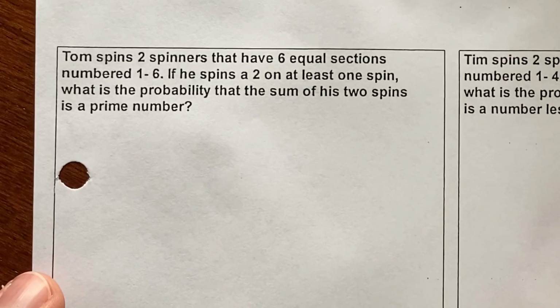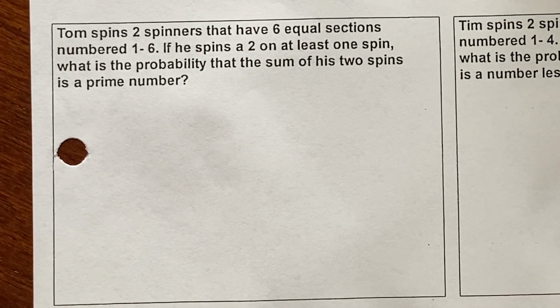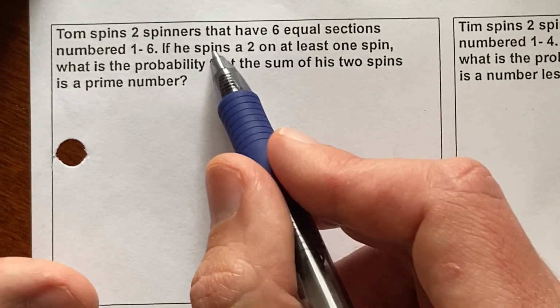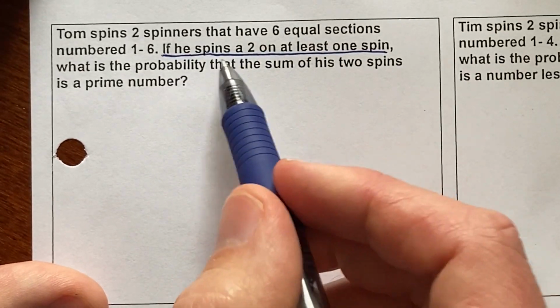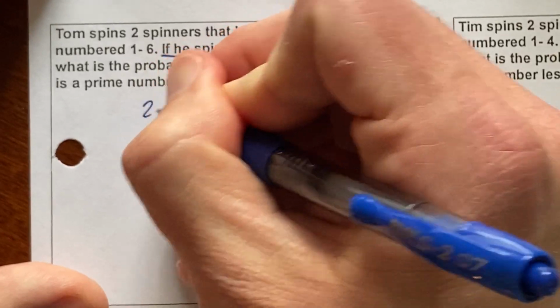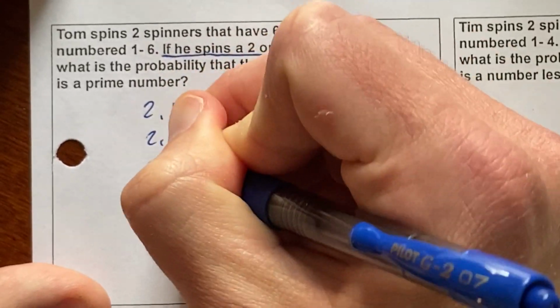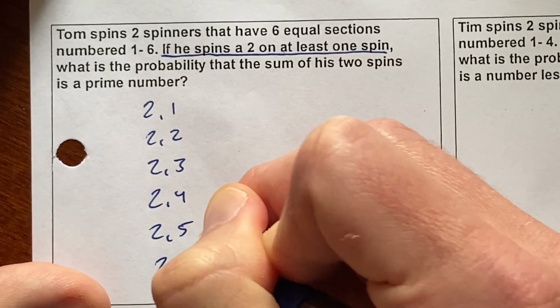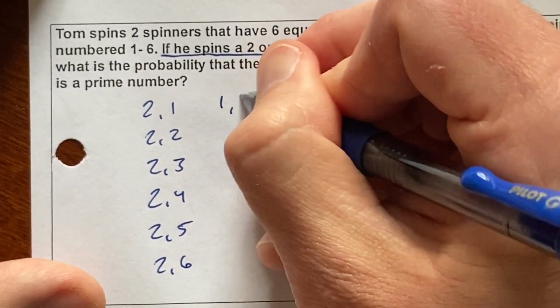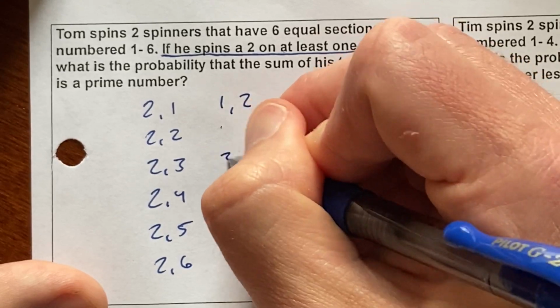All right. Tom spins 2 spinners that have 6 equal sections numbered 1 to 6. If he spins a 2 on at least one of the spins, what's the probability that the sum of his 2 spins is a prime number? Well, we have 6 equal sections. If he spins a 2 on at least one spin, given that one of them is a 2, it will be 2, 1, 2, 2, 2, 3, 2, 4, 2, 5, 2, 6. It would also be 1, 2. Won't do 2, 2 again.